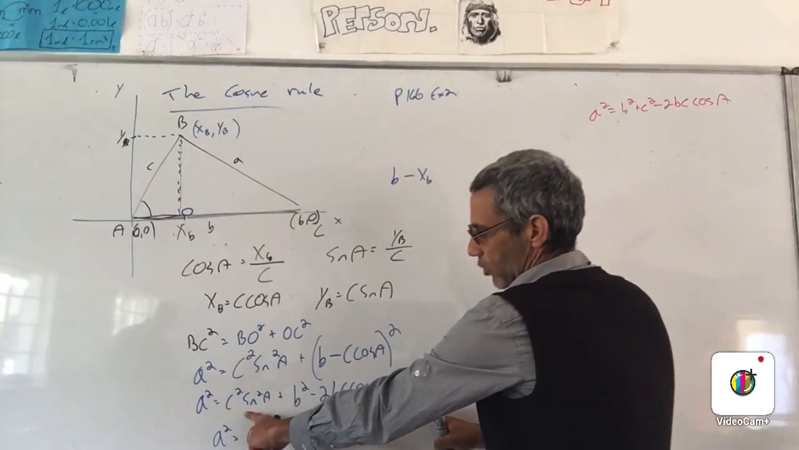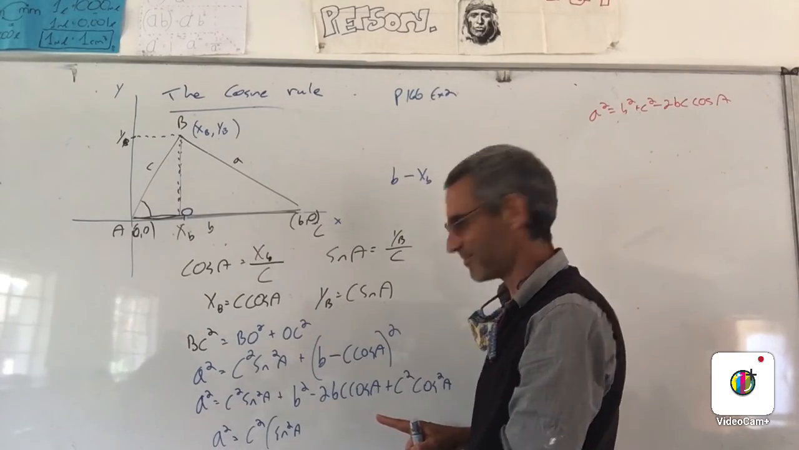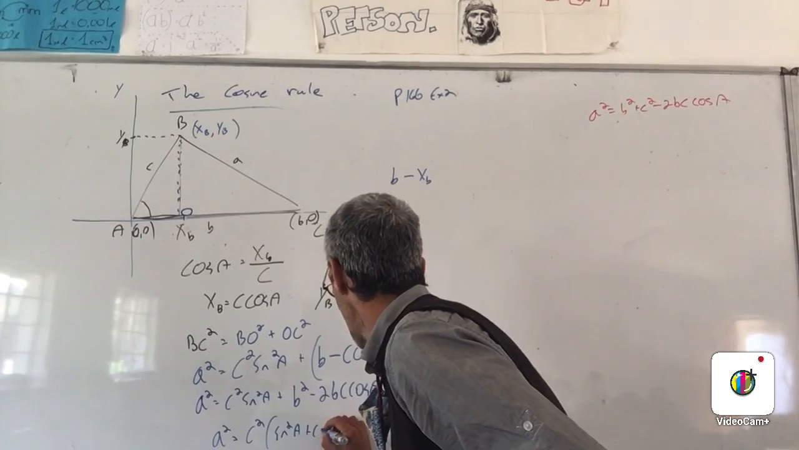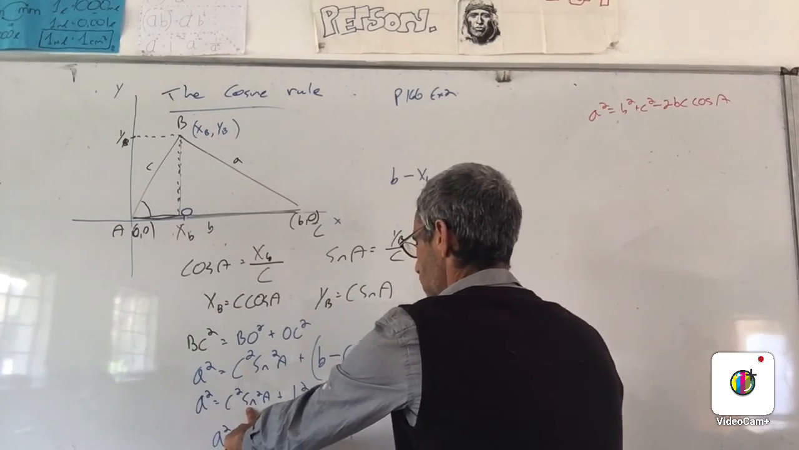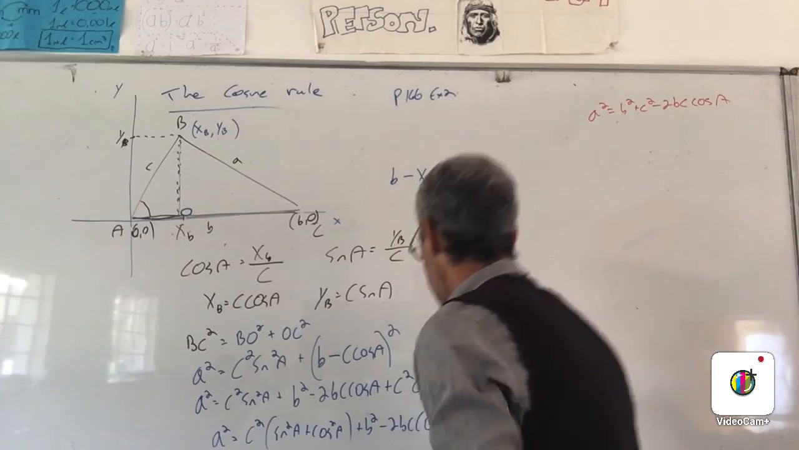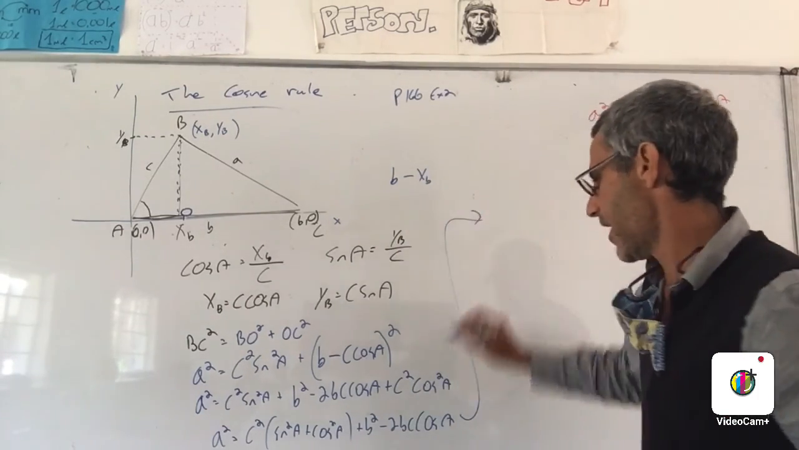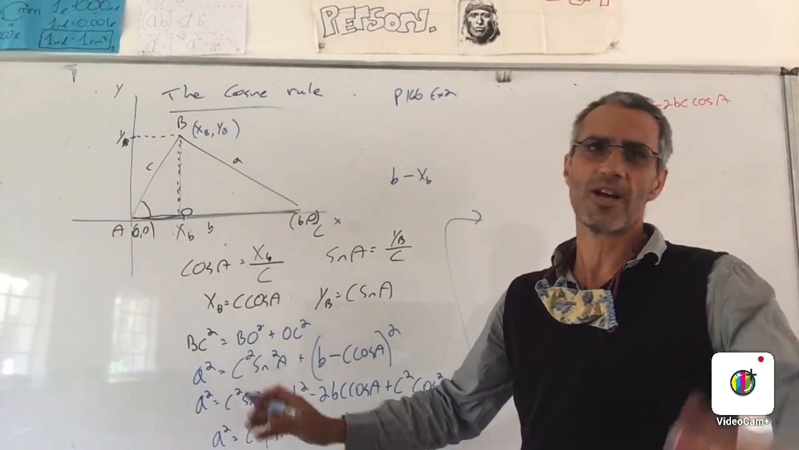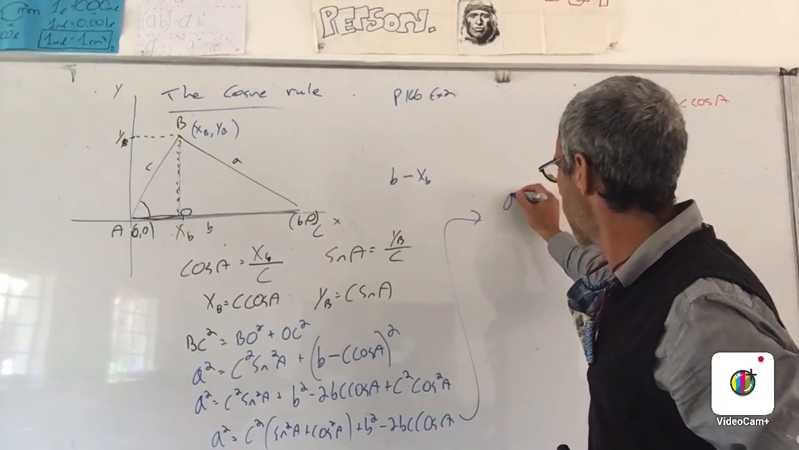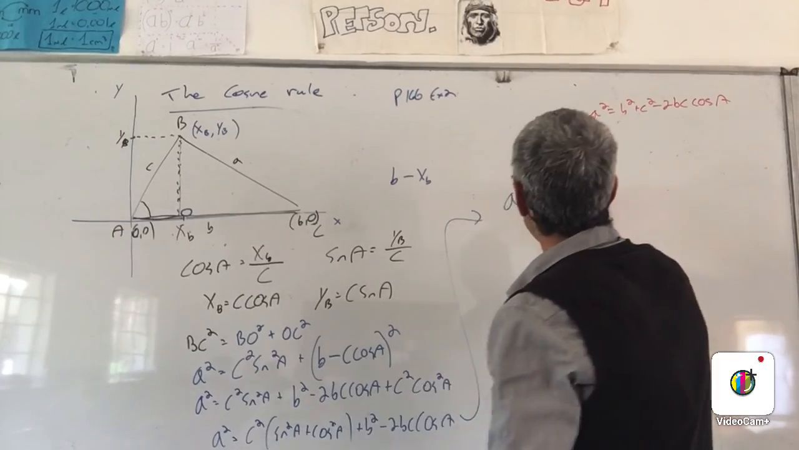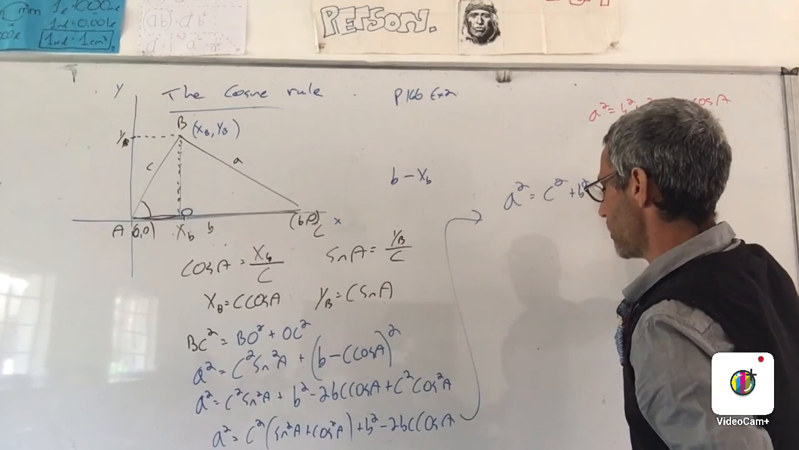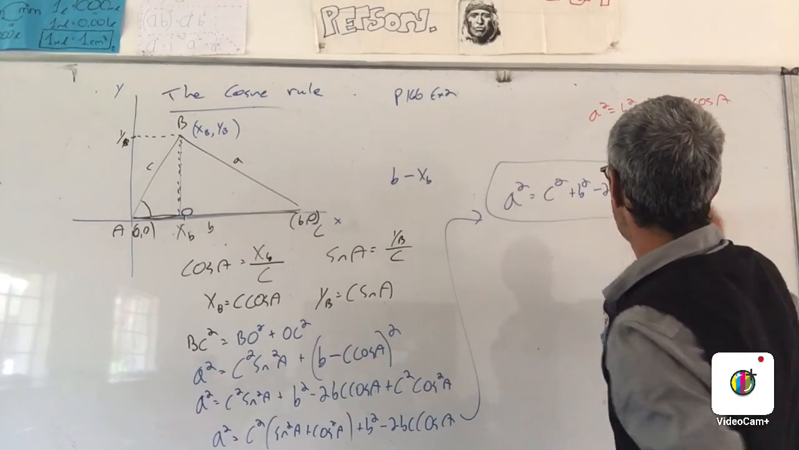That's this term. Basically what I'm doing is factorizing, but you also know that. Factorizing the c squared out of those two terms, so it's going to be c squared times sine squared A plus cosine squared A. So that's these two terms. Then I'm going to add b squared and minus 2bc cosine A. That's already good, we're almost there. What is sine squared plus cosine squared? That's just one, one of the basic trig identities. So what I've got here is a squared equals c squared, plus b squared minus 2bc cosine A, and voila, we got the cosine rule.